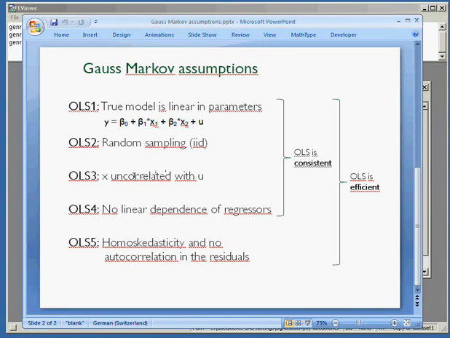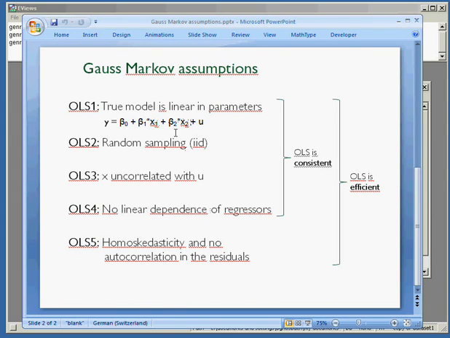Next thing is X has to be uncorrelated with U, where X means all the independent variables. So there must not be any correlation between any of the independent variables and the error term. And we must not have a linear dependence of the regressors. Regressors, again, are the independent variables.